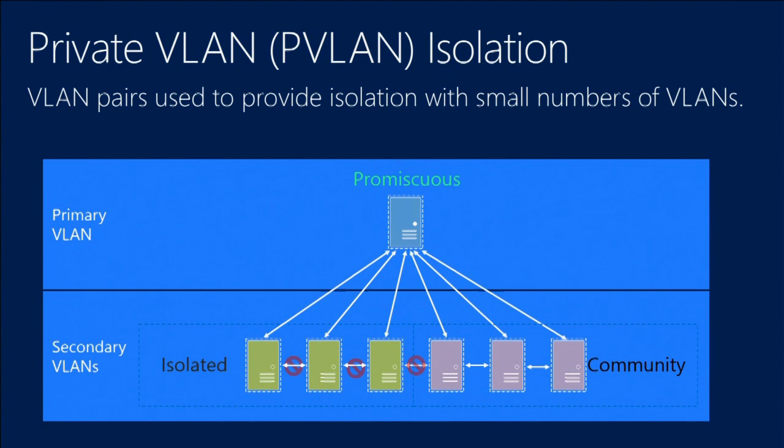And then you have machines on the secondary VLAN that are either isolated or they're in community mode. Isolated means that that VM can't talk to anybody else except for the promiscuous VMs. Whereas community is a little different. Anybody that's in the same community can talk to each other.